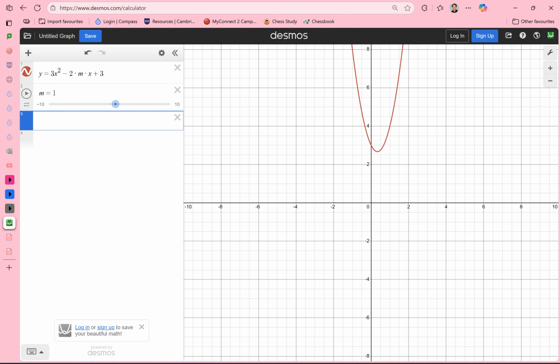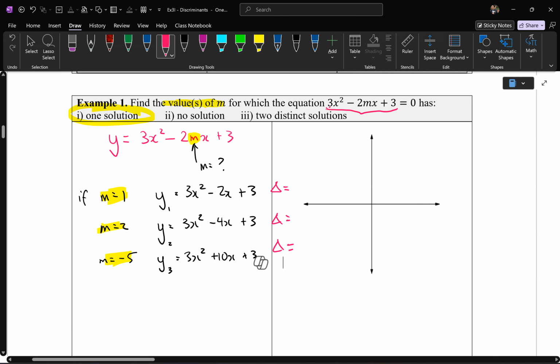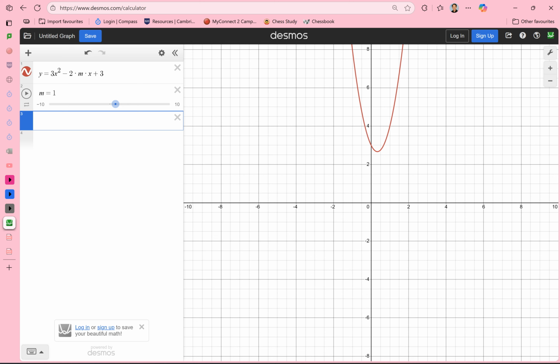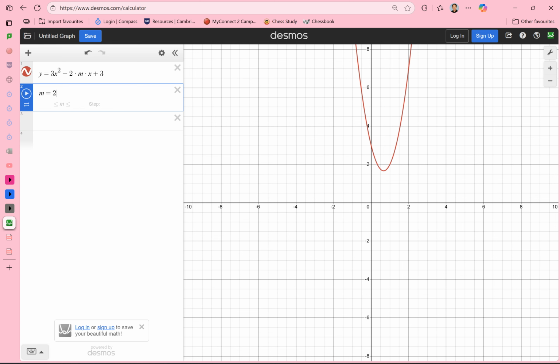All right, let's try. What do you think will happen if I have m equals 2? We said m equals 2. You should have 3x squared minus 4x plus 3. Let's see if that has 1, 2, or no solutions. Here we go. Still no solutions. So let's try negative 5 and let's see what that looks like. That has 2 solutions. So somewhere between negative 5 and 1 and 2, there must be one solution and then no solution, right?